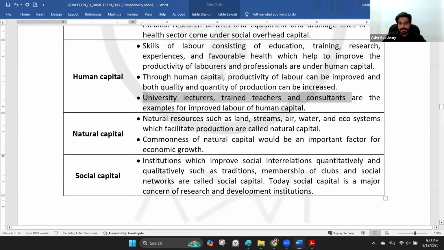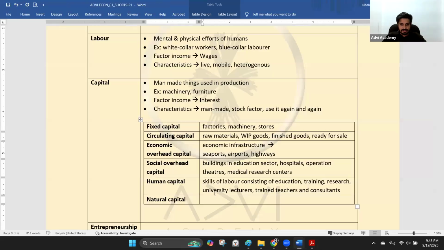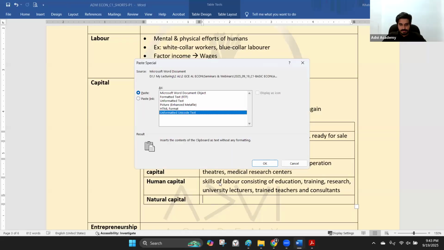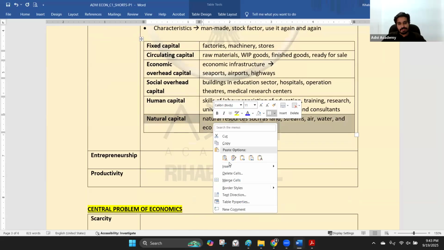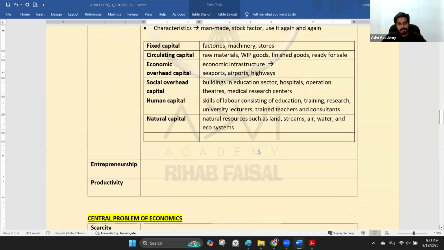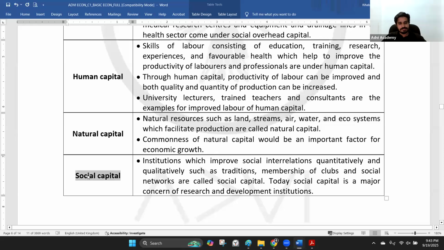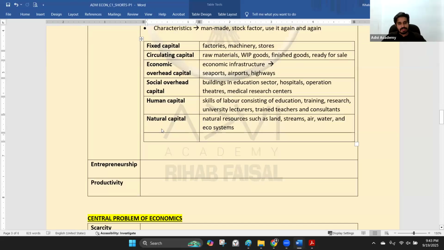And then natural capital, well, we have said these are natural resources such as land, streams, air, ecosystems. And finally, we come to social capital, where social overheads and social capital is different.